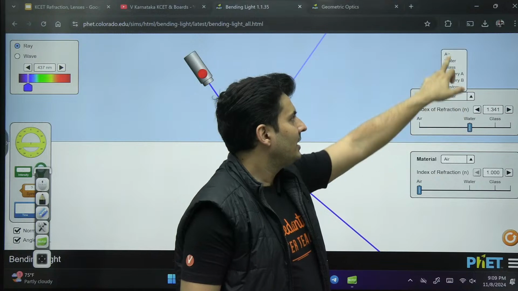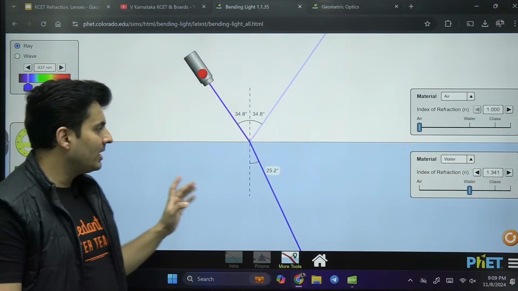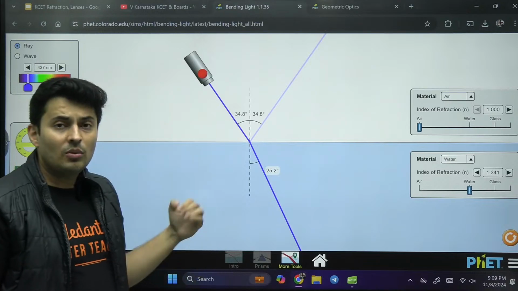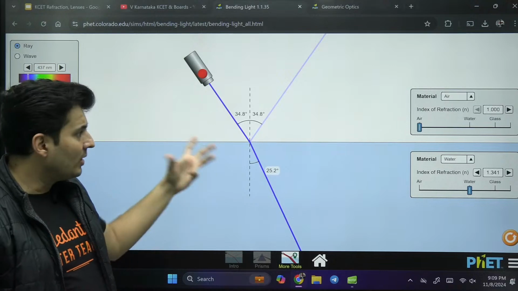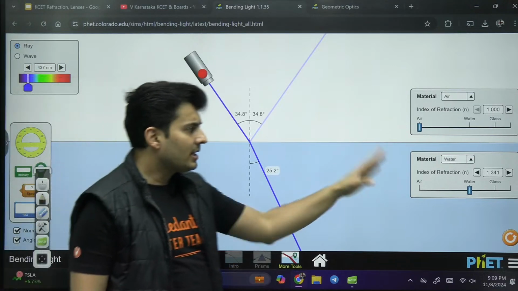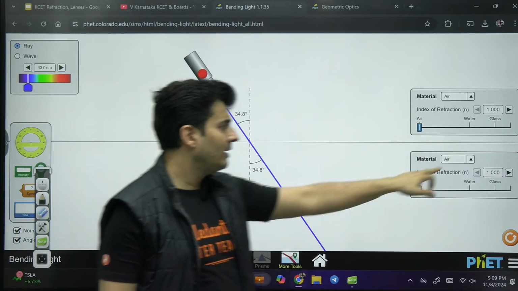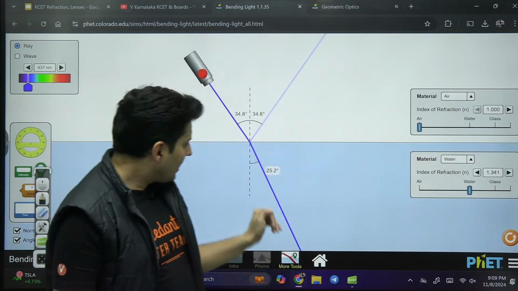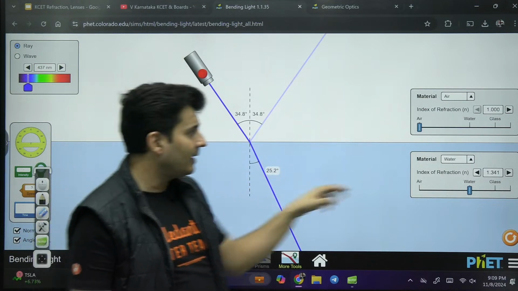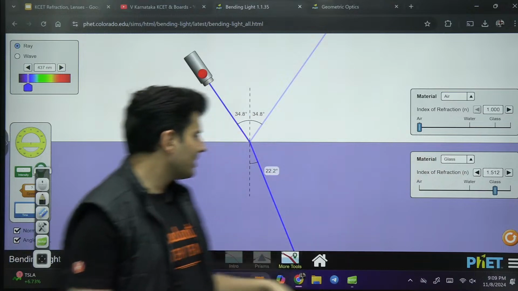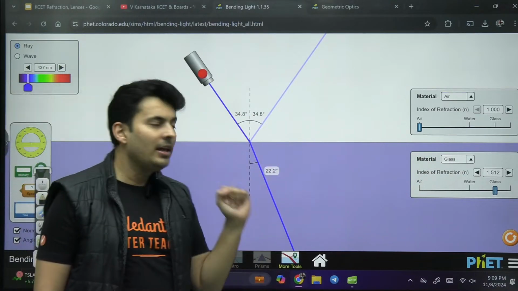So let's bring it back to air and water over here. That was the second point which I mentioned. The third point which I mentioned was, it depends on the pair of media, and that is a constant called refractive index. Right now I have chosen water. If I choose air, it doesn't bend. Instead of water, if I choose something else, notice this angle is 25 degrees right now for water. Let's choose glass. Do you see it changed to 22 degrees because this medium changed.